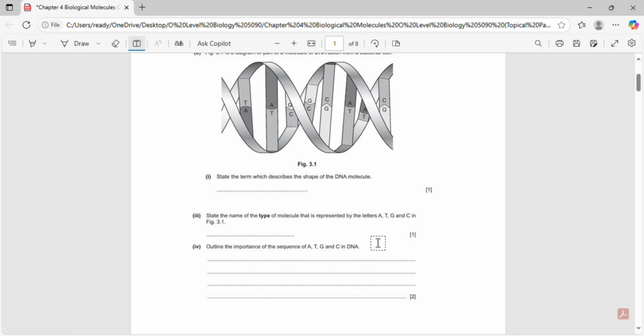We know that the correct answer is double helix structure. Moving on to the next part, they ask us to state the name of the type of molecule that is represented by the letters A, T, G, and C shown in figure 3.1. For this, we'll write nitrogenous bases.